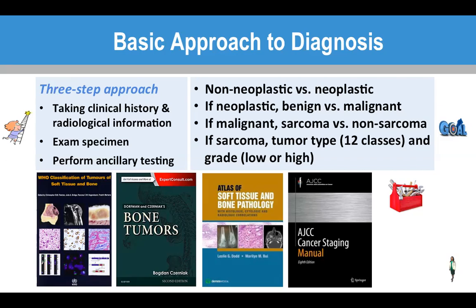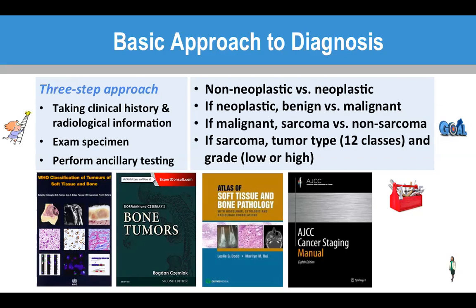Once you decide it is a malignant mesenchymal tumor, a sarcoma, then you try to figure out what type. For the tumor class, we use the WHO classification. It's classified into 12 groups. And then we will further decide: is this a high-grade or low-grade tumor? Low-grade tumor is usually treated by surgery. High-grade tumor, especially if there's a metastasis, probably requires chemotherapy.